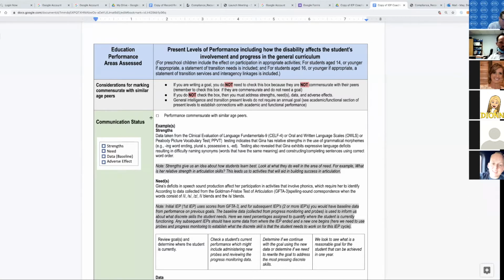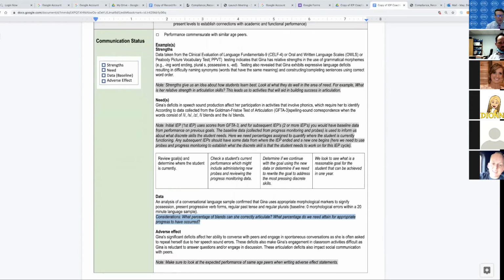Now, if you leave the box open and you put eyeglasses, they're going to say, we're going to cite you for strengths, needs, baseline, adverse effect. Okay. So that's what we have happen sometimes. So we want to be really clear about that, about what's supposed to be there.